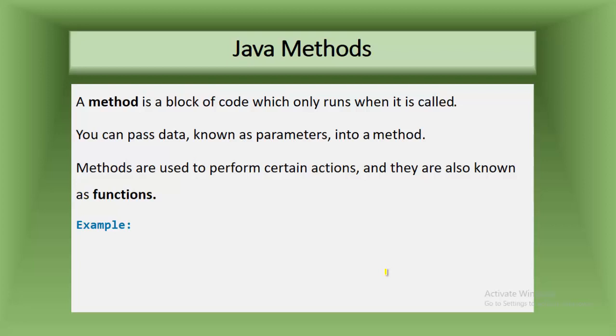In this course, we talk about Java methods. In the last class, we talked about two-dimensional arrays or 2D arrays. Now we talk about Java methods. In a simple and shorter definition, a method is a block of code which only runs when it is called. That is the shorter definition of a method.